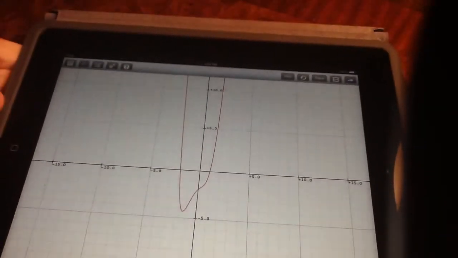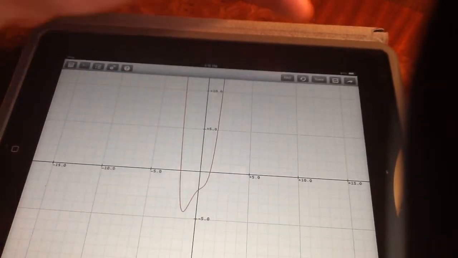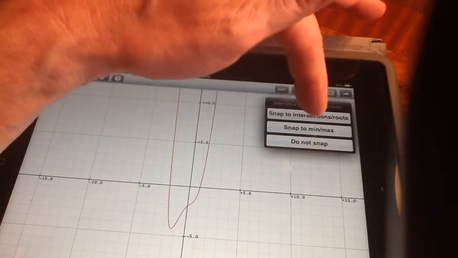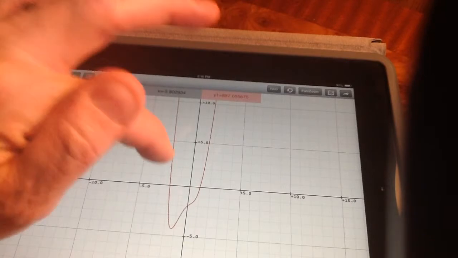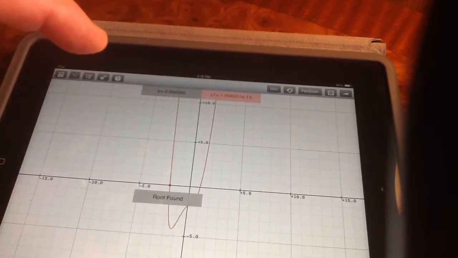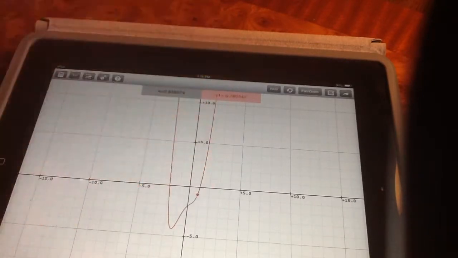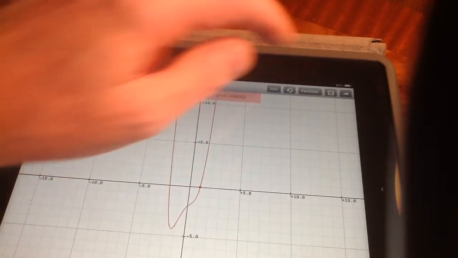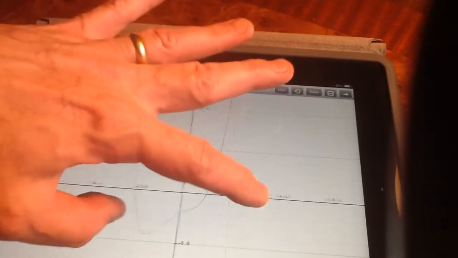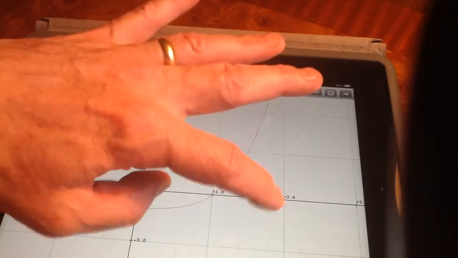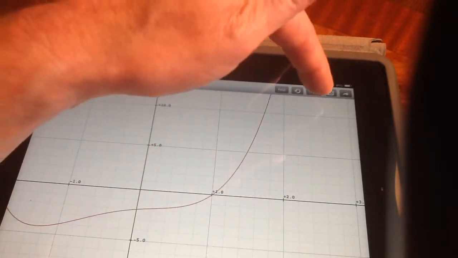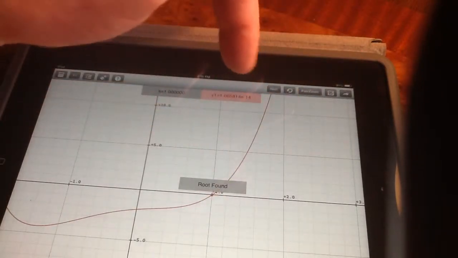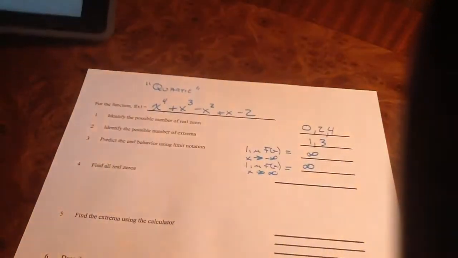All right, find all real zeros. Well, what do we got here? Looks like I have 2 of them. I will come up to the trace function, snap to intersections, roots. All right, again, it's not cooperating, so what I'll have to do is stretch it out horizontally. Oh, that sure looks like 1. Okay, so the answers from the calculator are 2 and 1.